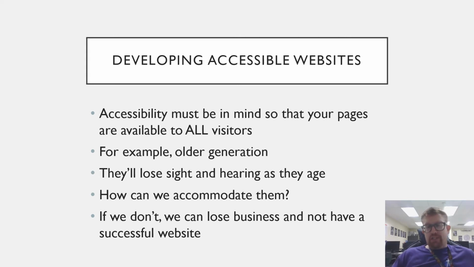So one of the examples that our text gives is the older generation. Individuals who are older, they start losing their sight, they start losing their hearing, those things start to diminish as they get older. But there's still people that can view websites. I know several older Americans who are accessing web pages and websites who still can do it, but they need some support. So how can we accommodate them? And if we don't, we can lose their business, and our website won't be as successful. It only takes one wrong thing on your website to make people go away and never come back.